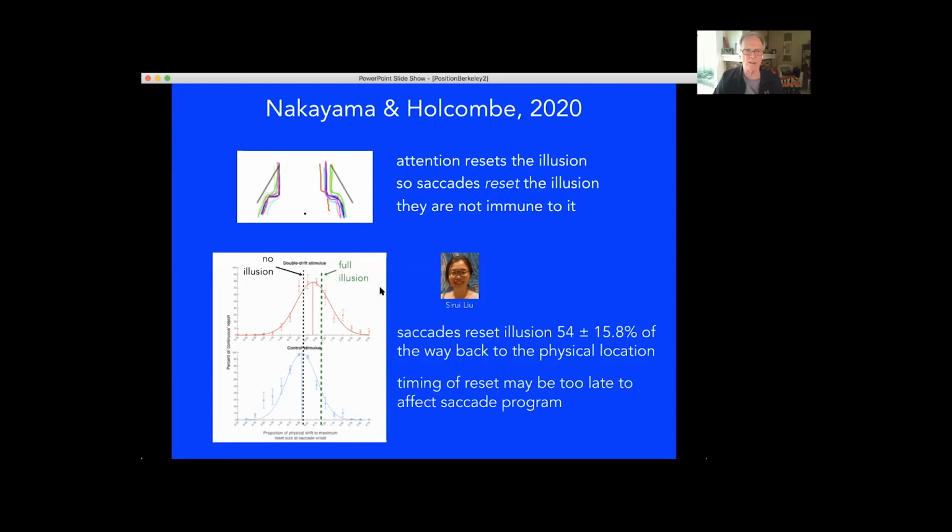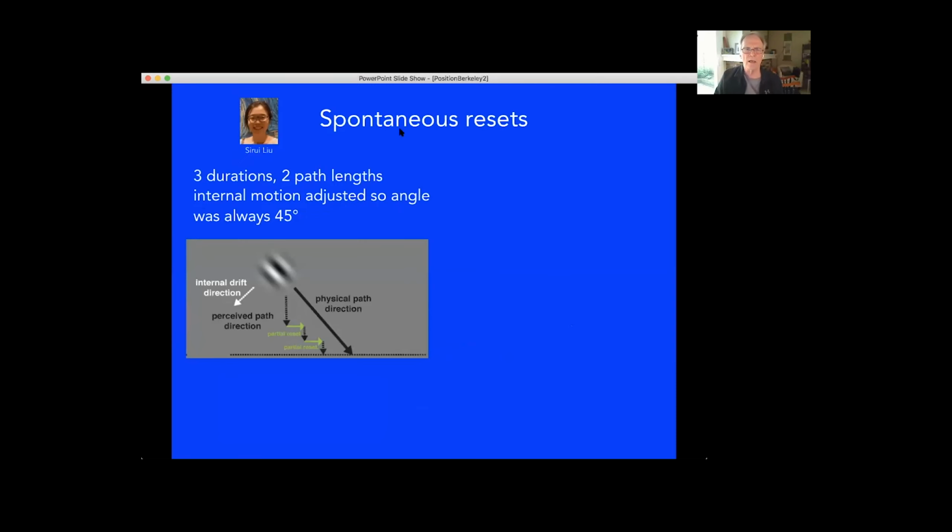So in other words, this loss of position needs to have happened earlier than we think it happened. The timing of the reset, even though we do get a partial reset, may be too late. Okay, so we looked at that.